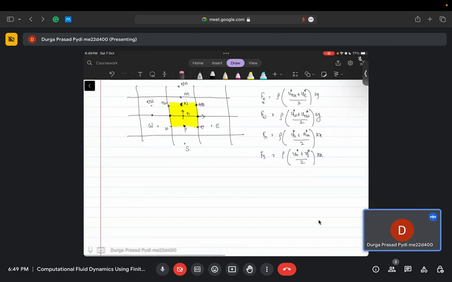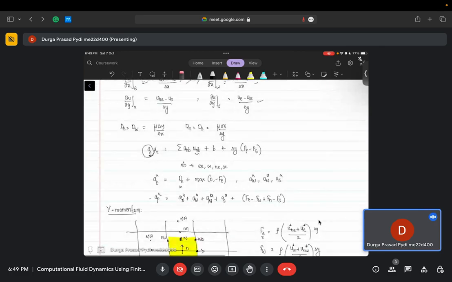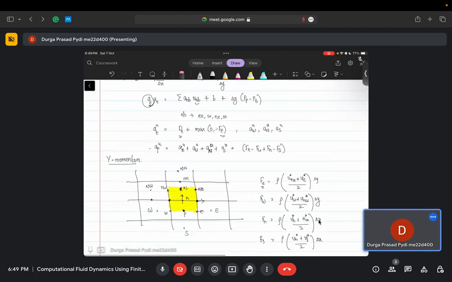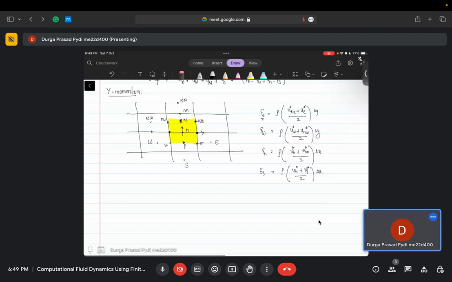Next, your D east, D west, D north and D south are again the same as previous, so all your expressions are similar. A east will be D east plus maximum of 0 comma minus Fe. Everything is very similar to what we have done previously. AP will be sigma A_nb plus F east minus F west plus F north minus F south. The only difference is that instead of U, you will have V here. These are for the interior cells. First you do the discretization for the interior cells.